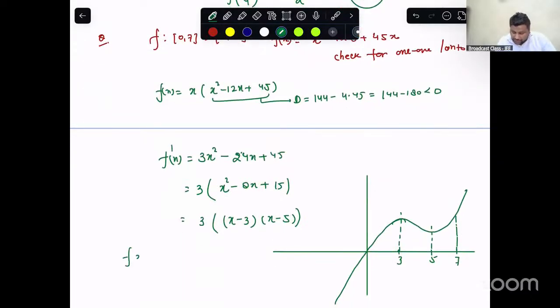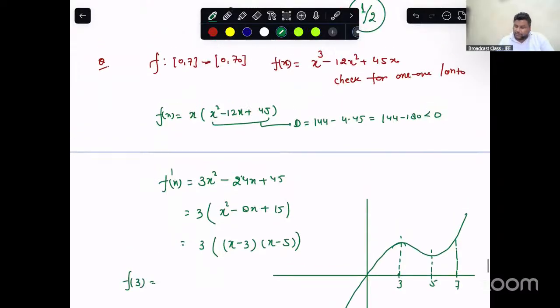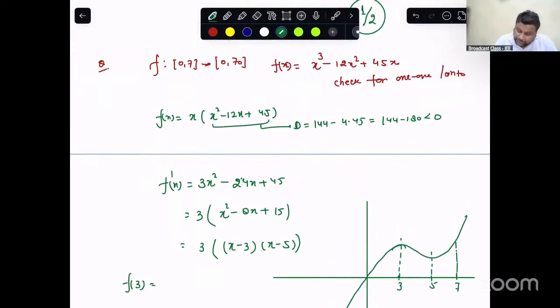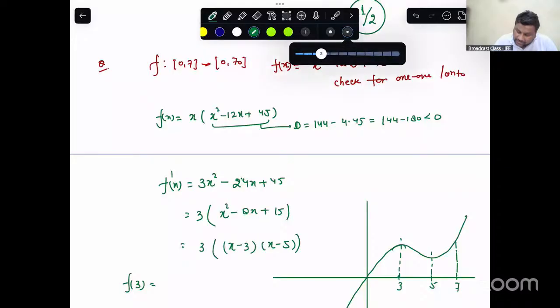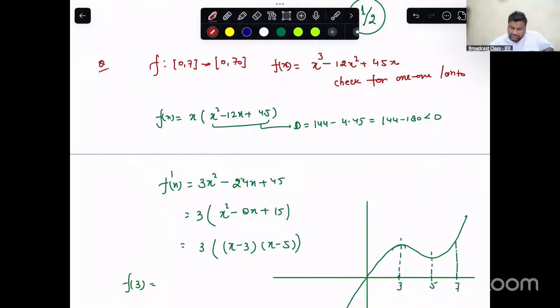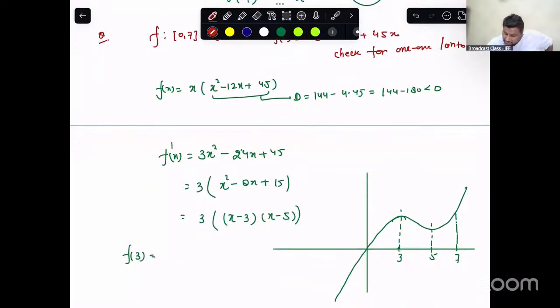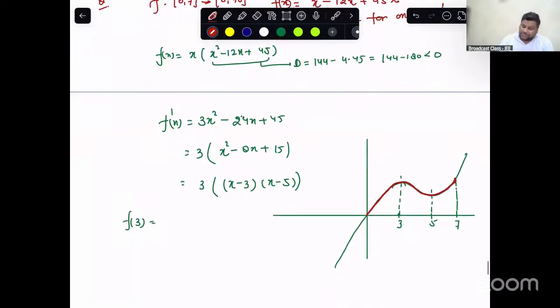Now what is f of 3? See one thing. Your graph is from 0 to 7. So this is the graph of your concern. This and this and then this. Now the value at 7 can be anything that we are going to calculate. Got it? Now, first of all, I'll start with f of 3.